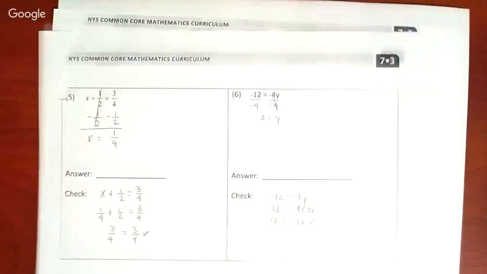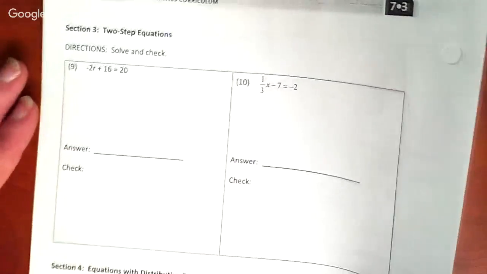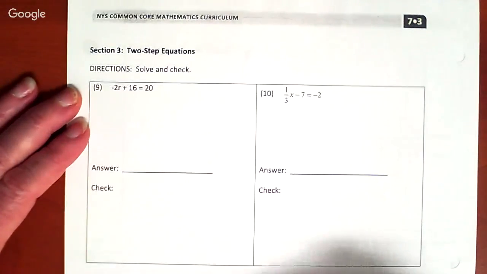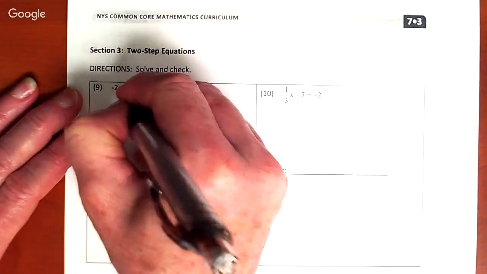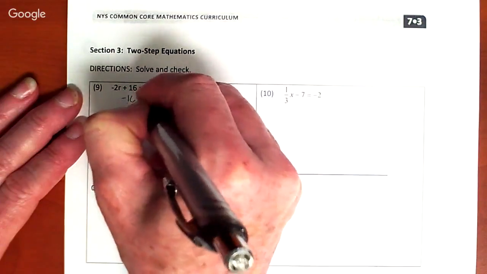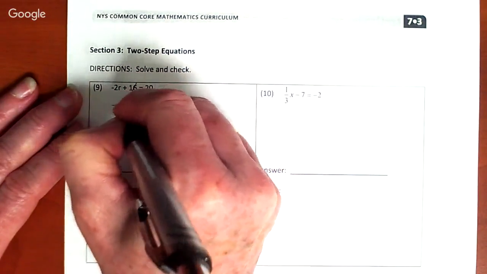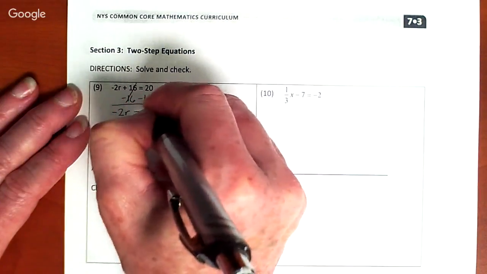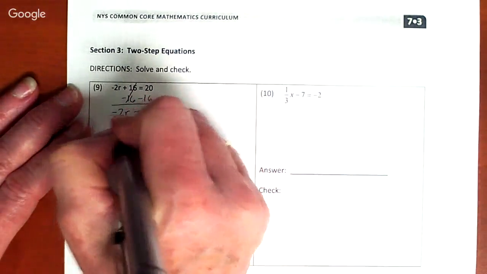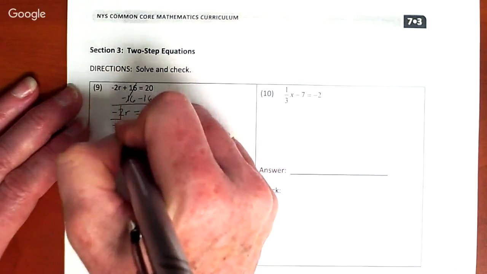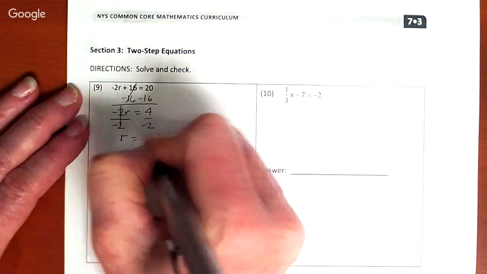Our next problem we have are two-step equations. So here we subtract 16 from both sides. We have -2r equaling 4. And then we divide both sides by -2. And r equals 2.